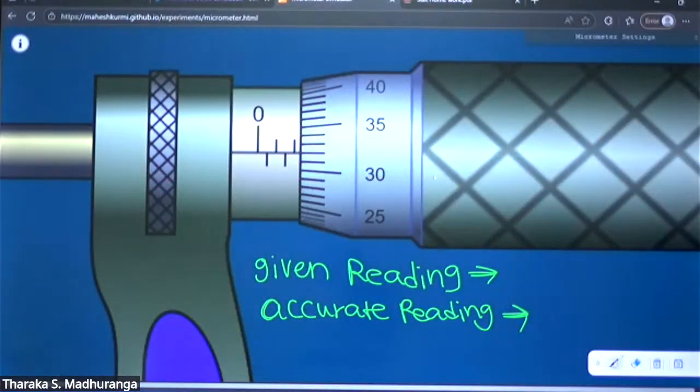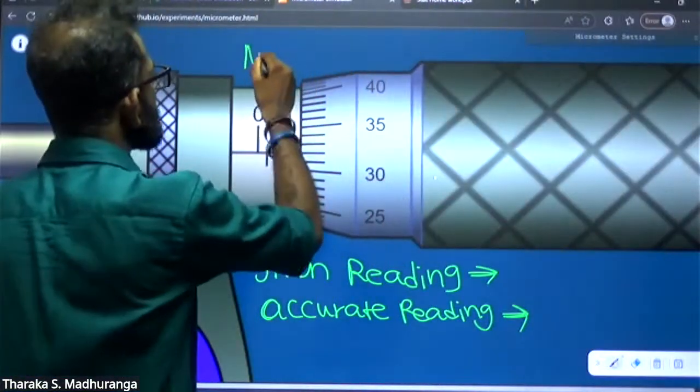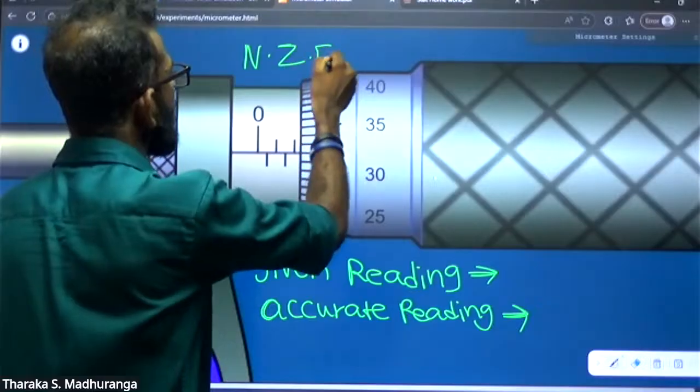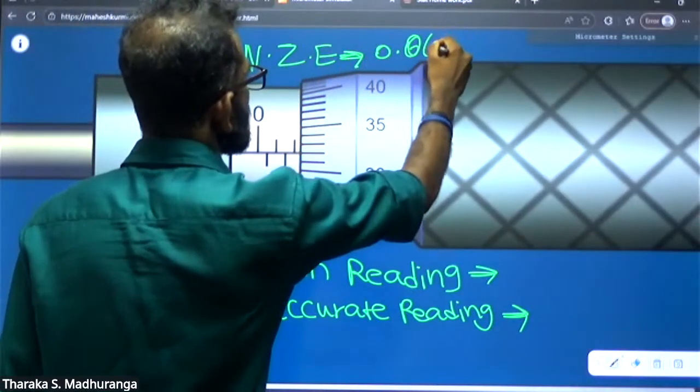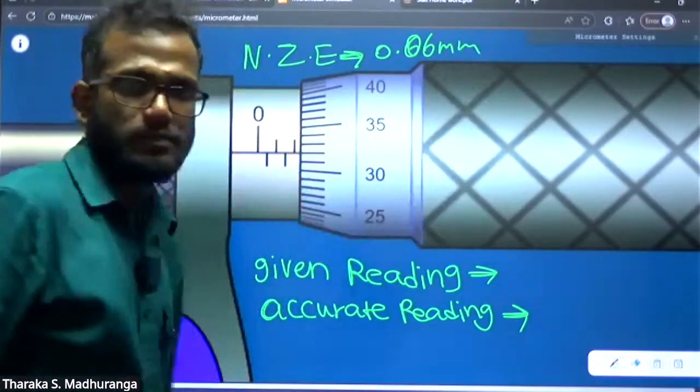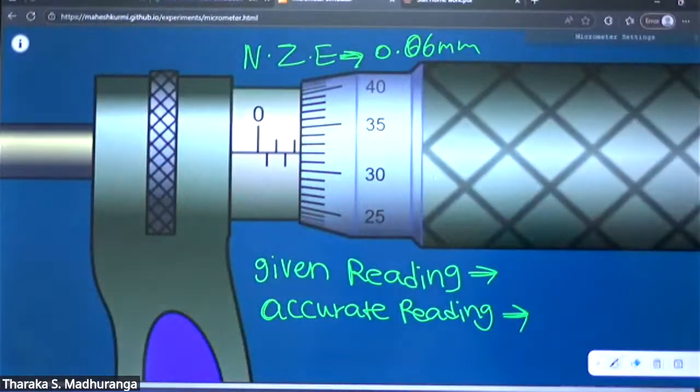Which one is the instrument given reading? This negative zero error of the instrument 0.06 millimeter. Please send your answers. This is the final part of the micrometer screw gauge.